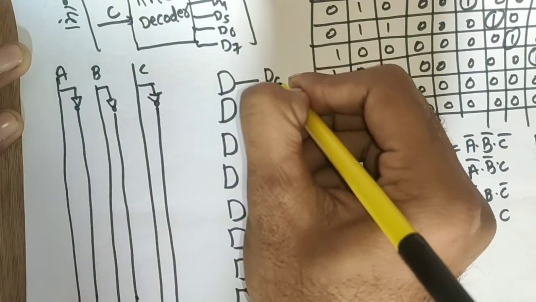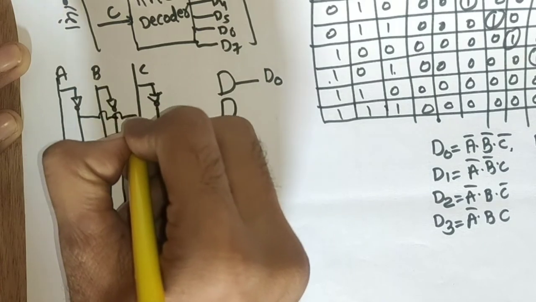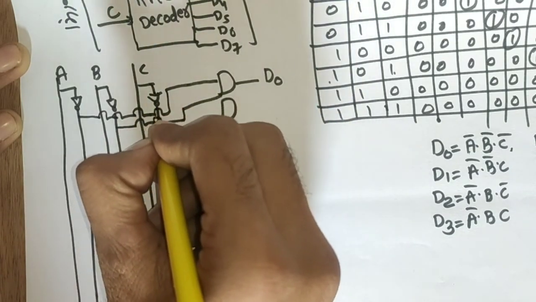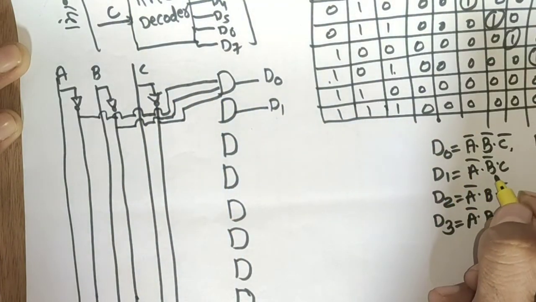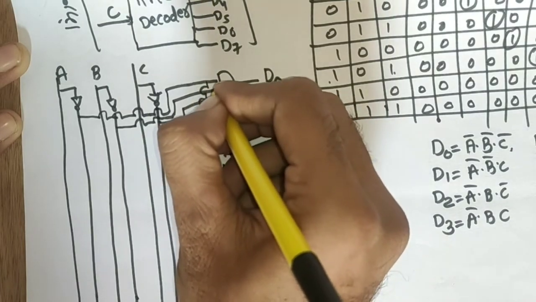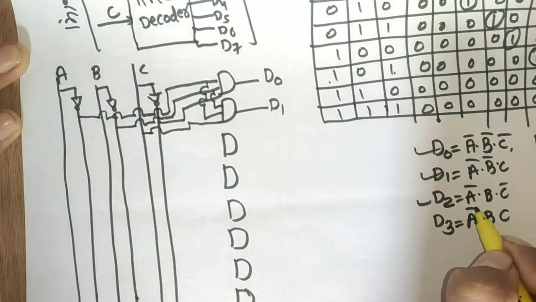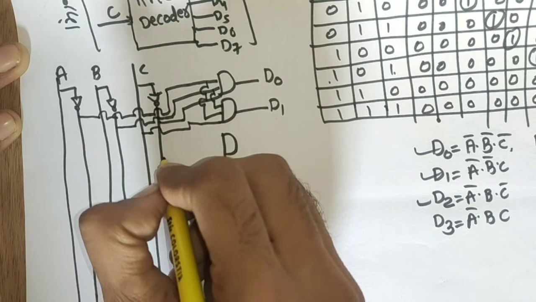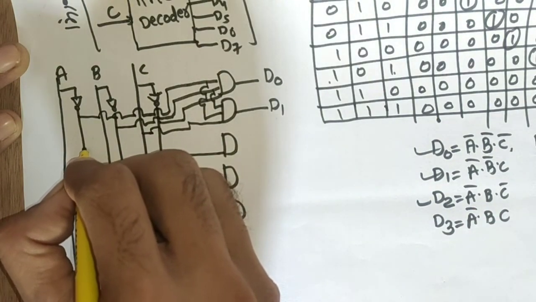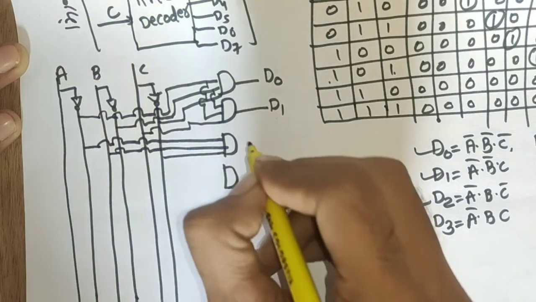So first one is D0. D0 means we can apply A bar, B bar and C bar. Right? So this is the A bar, this is the C bar and this is the B bar. Now second one is D1, so D1 is C and A bar and B bar, right? So this is the A bar, this is the B bar and this is C. Now third one, D2, is A bar, B and C bar. So this is the C bar and A bar. So this is the A bar and B are there. So this is the D2.